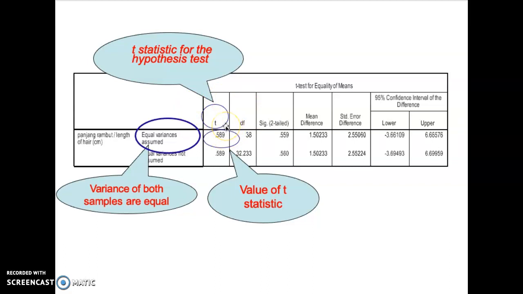So what is t? t is the t-statistic for the hypothesis test. What is df? df is the degrees of freedom. Significance is the p-value. You have the mean difference, standard error difference, and 95% confidence interval of the difference. Usually in interpreting the t-test, you should look at the t-value or the t-statistic, the df, as well as the p-value.